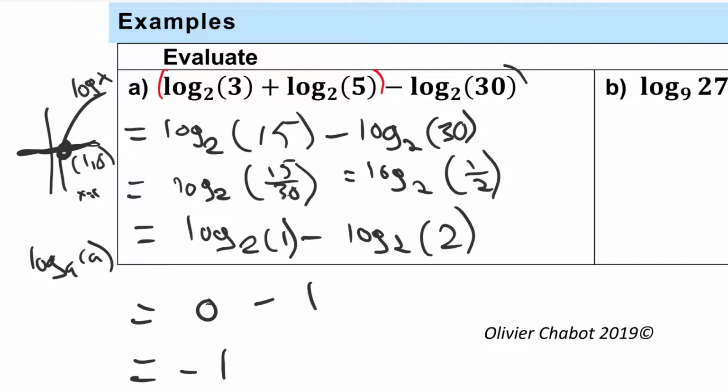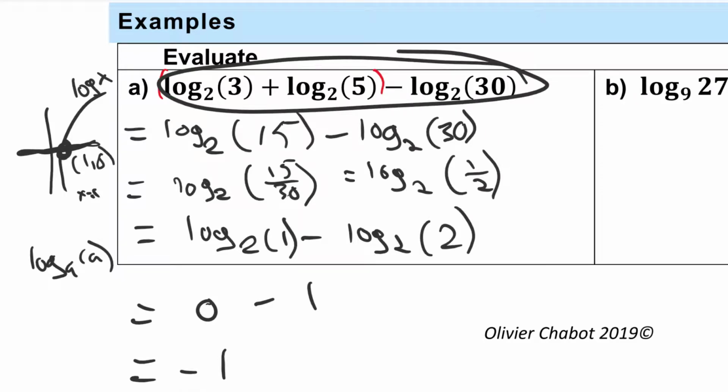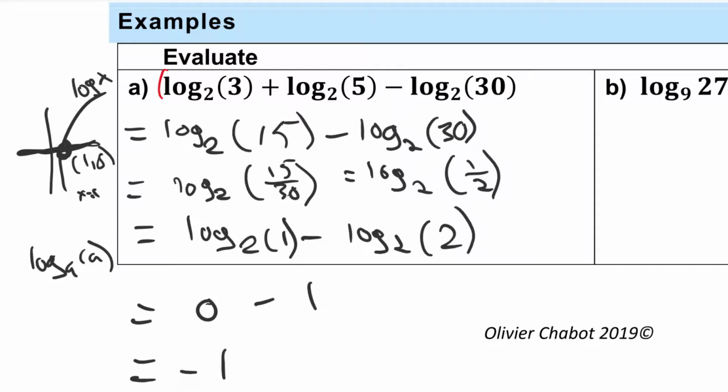So this whole ugly line here, if you plug this into your calculator or in Desmos or anything like that, you'll just get -1, which is pretty incredible.